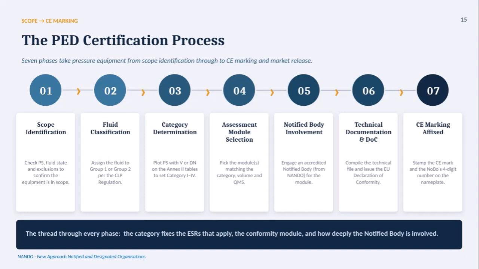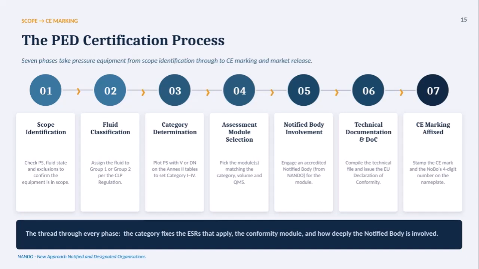This involves plotting the maximum pressure alongside either volume or nominal diameter on the Annex 2 tables to assign the equipment a category between I and IV. Once the category is set, the appropriate assessment module can be selected. This selection depends on the category, volume, and the quality management system in place. Then, the involvement of a notified body is established.